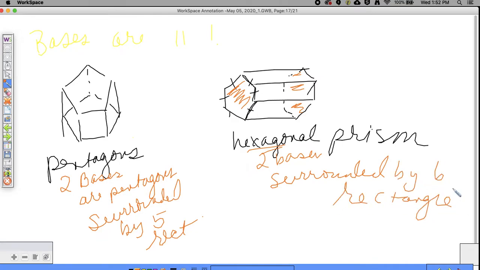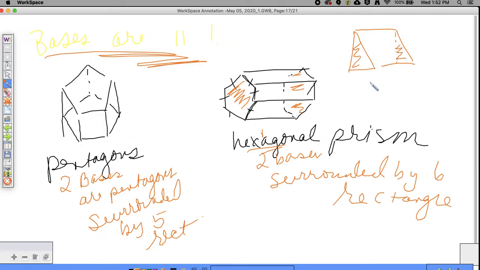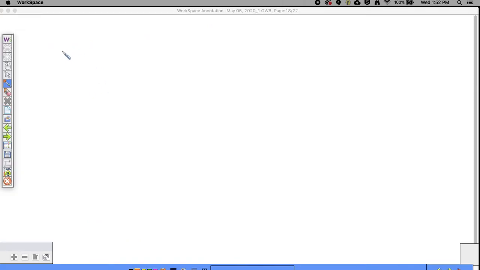Okay, so a prism, again, the bases are parallel. That's what makes it a prism, is that you have parallel bases. So I could even have it where I have my triangle going like this, okay? And again, my two bases are still parallel to each other, so that is still a triangular prism, okay? So now what we're going to do is figure out how to find the volume of these prisms.